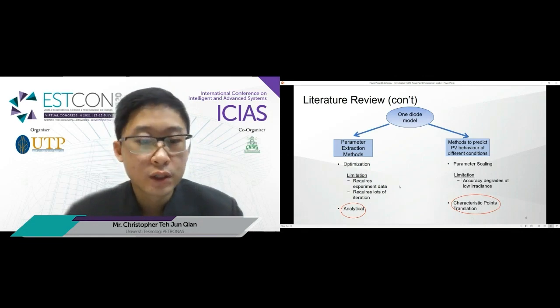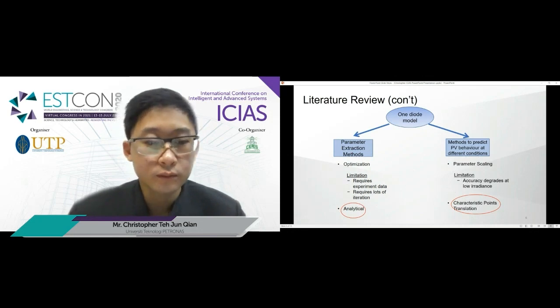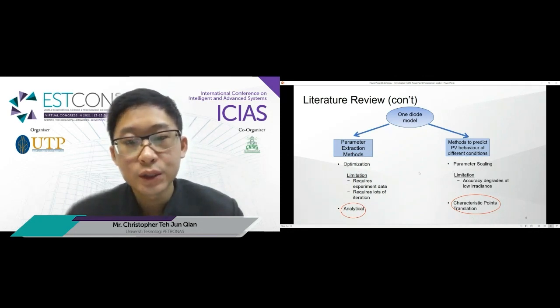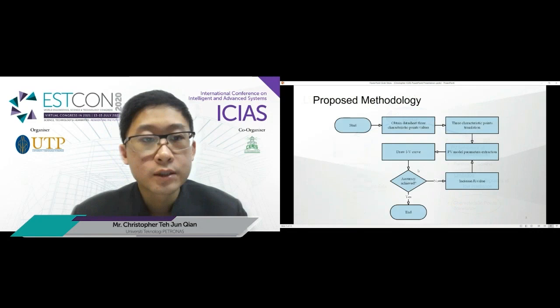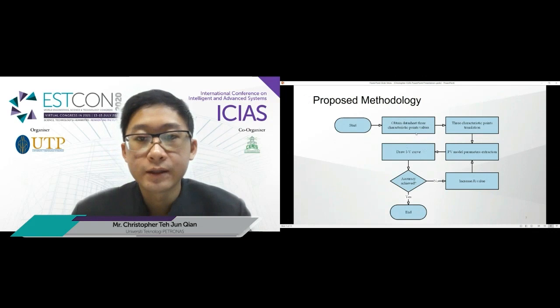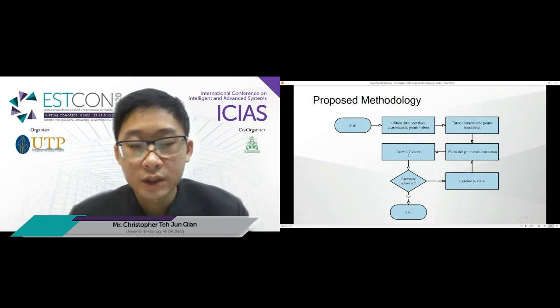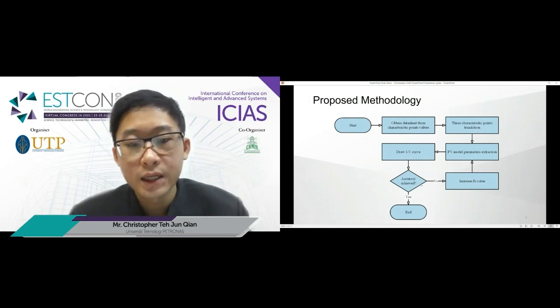So in the literature, most of the works perform the parameter extraction first, then they will do the predictions later. As a result, this way will cause the accuracy to degrade at low irradiance level. Hence, our proposed model is to perform the translation technique first, and then we will do the parameter extraction later. By doing this, the accuracy can be improved, where the series resistance will be optimized in order to find the best accuracy.